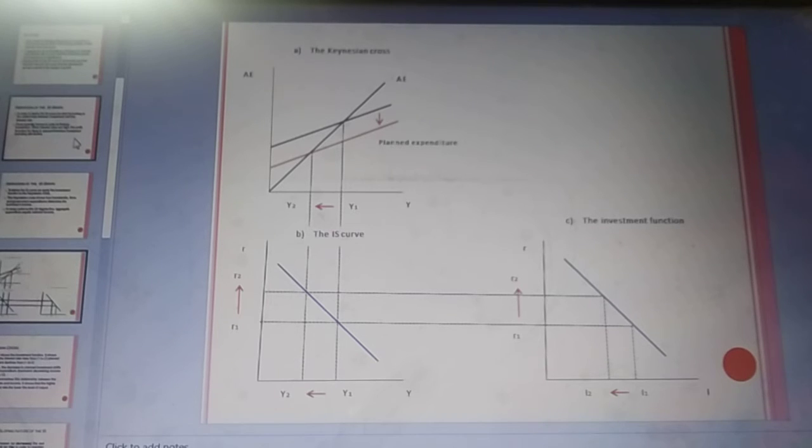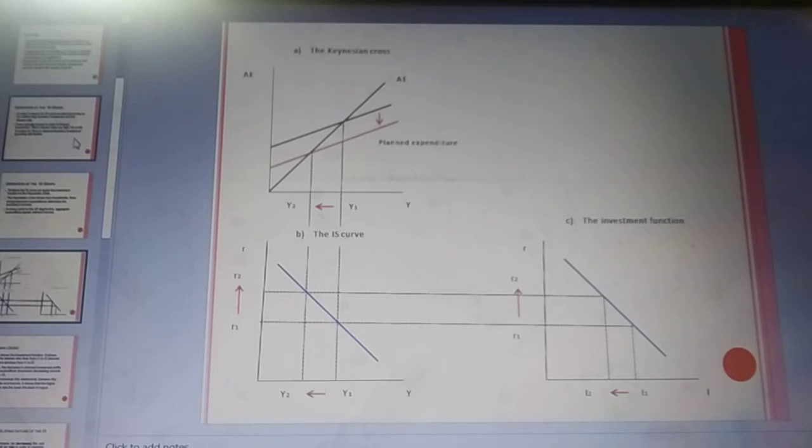Here we are seeing three types of relationships. The first relationship is between the aggregate expenditure and the income of the people. Then we find the effect of the rate of interest on the income of the people, and then the effect of the rate of interest on the investment of the people. First of all, when we talk about aggregate expenditure and the income level, we see that there is a positive relationship between them.